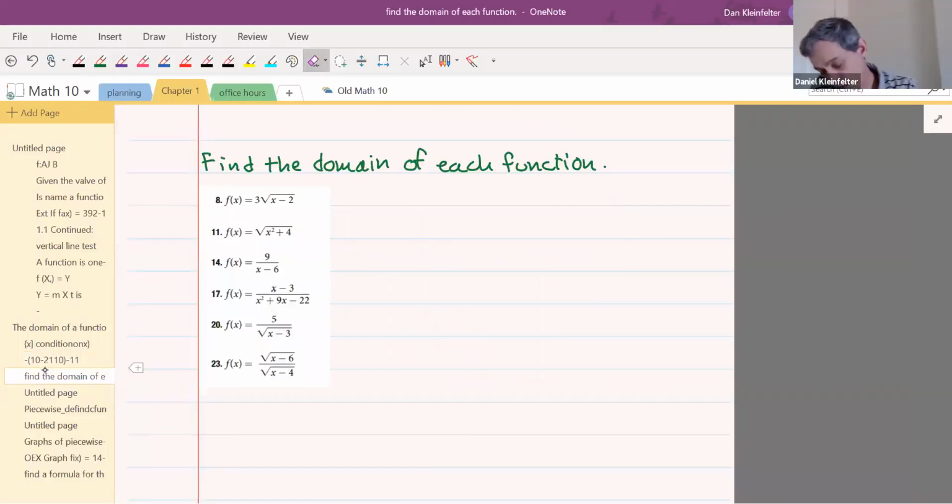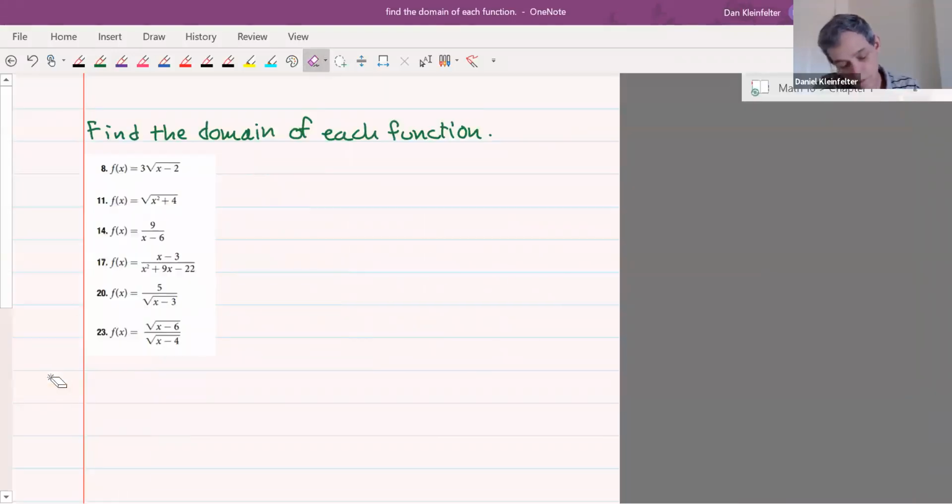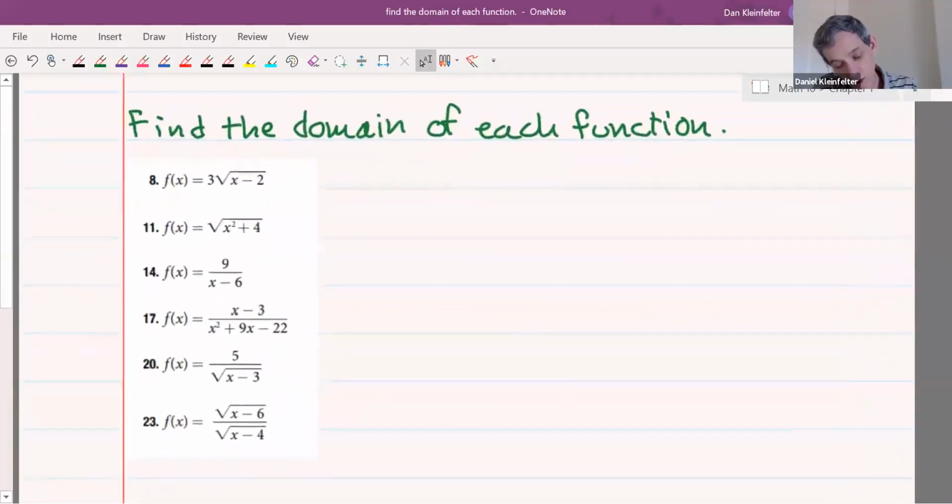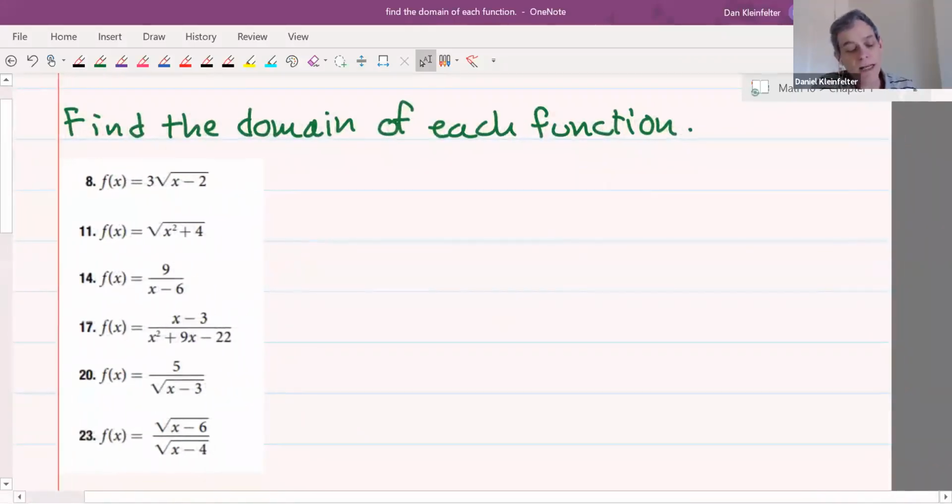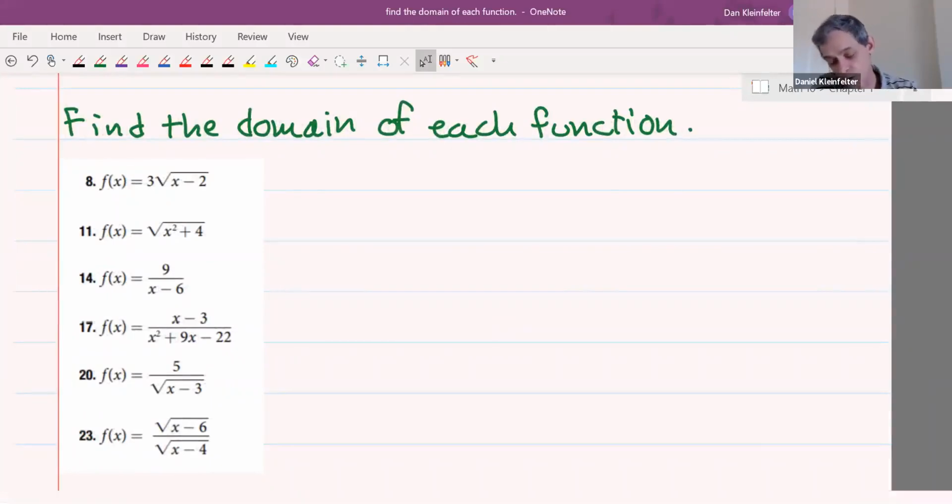All right, so here are a couple of functions that we can try. You should pause the video at this point and try on your own to find each of these domains. You can find them in both interval notation and set builder notation.